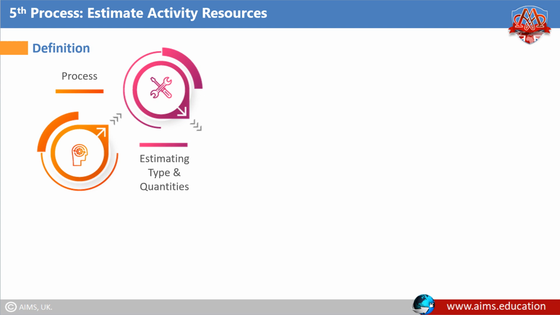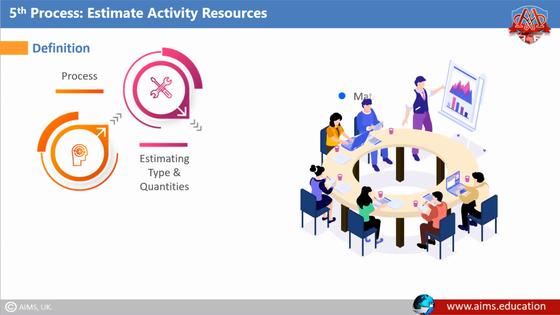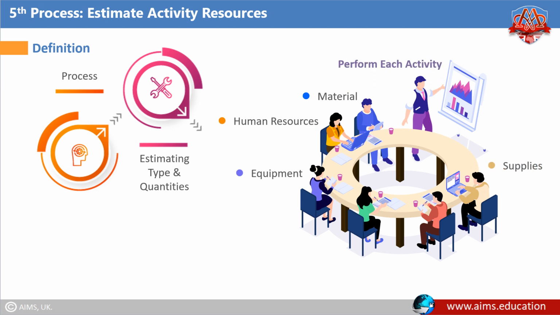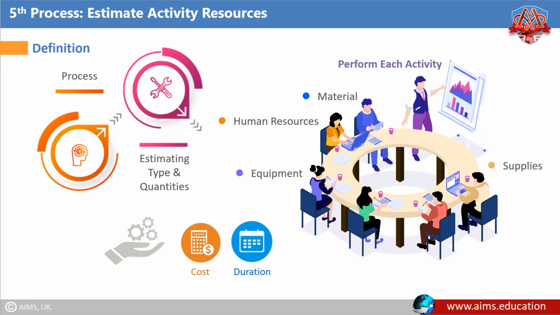Estimate activity resources. It is the process of estimating the type and quantities of material, human resources, and equipment or supplies which are required to perform each activity. Key benefit. This process identifies the type, quantity, and characteristics of resources required to complete the activity, which allows more accurate cost and duration estimates.